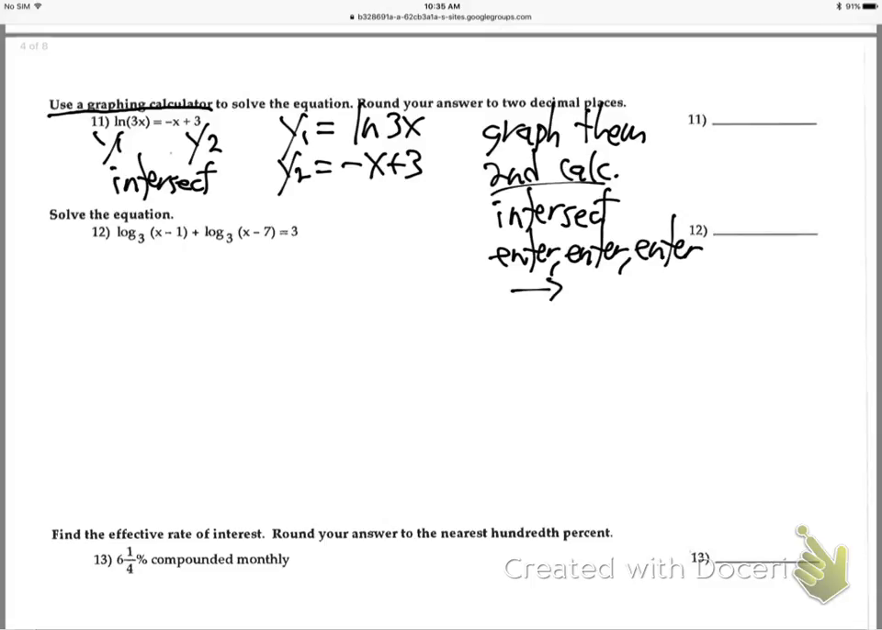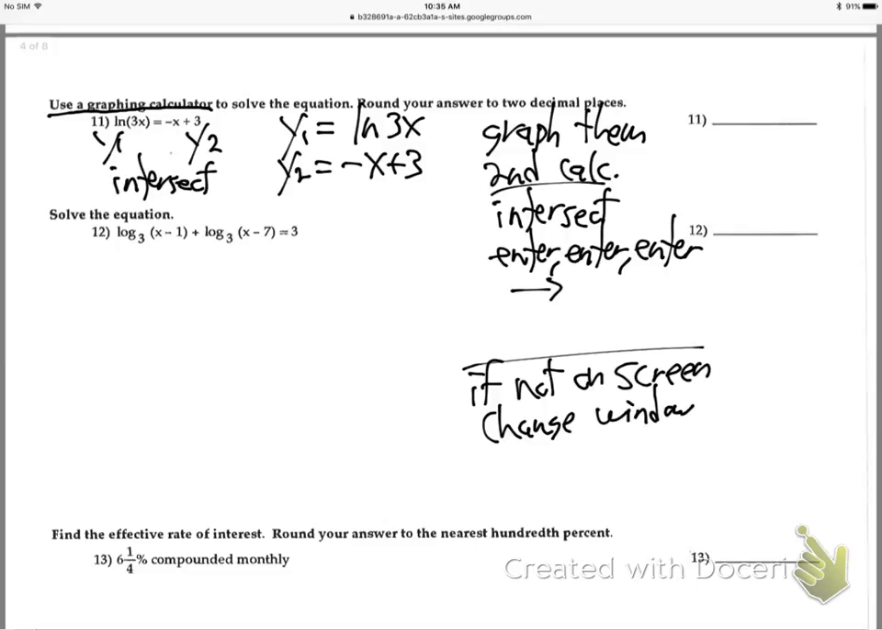Assuming it's on the screen. Is it on the screen? So if it's not on the screen, what do you do? You write a note. If not on the screen, you need to change the window, of course. That means you're looking at the wrong window. Like maybe the graph's way up here and you're looking at a window below it or something.